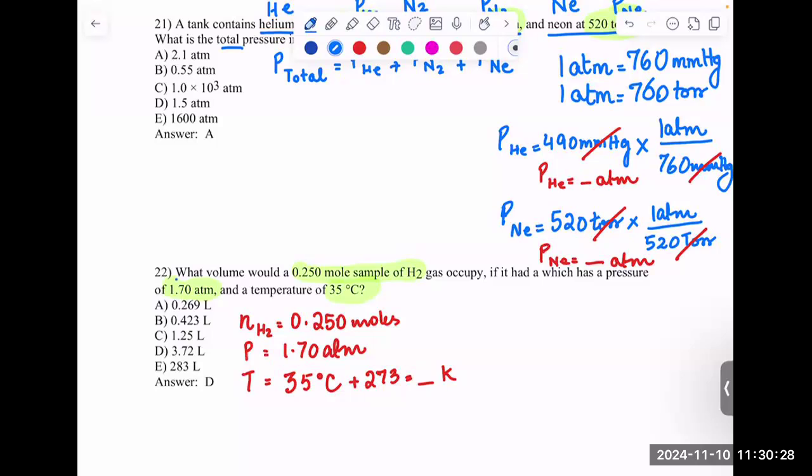So what volume? So we need to find the volume. Volume we need to find. Okay, so this is based on the formula PV is equal to nRT. Okay, volume is equal to nRT over P.